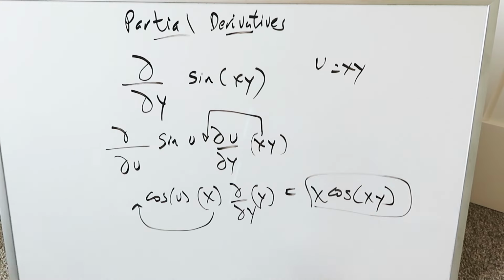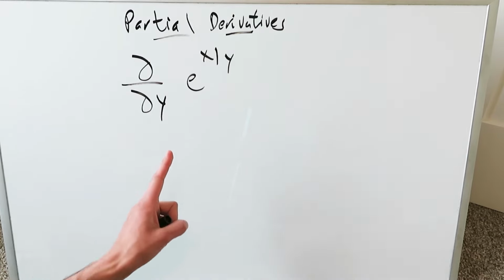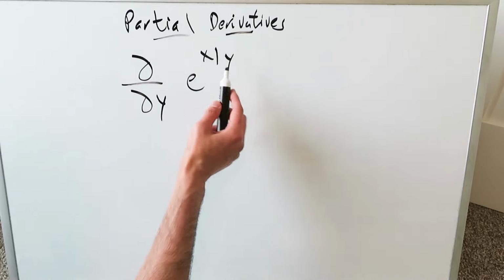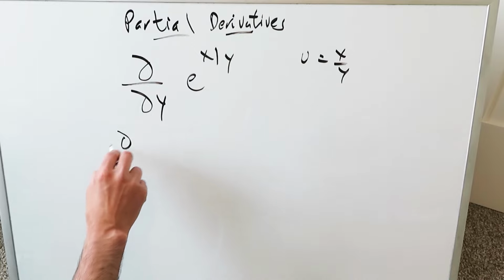The partial derivative of that function with respect to y is x cosine xy, not hard. How about this, the partial derivative with respect to y of e to the power of x over y? Again, it's a composite. u is equal to x over y. Then you're bringing in the chain rule.